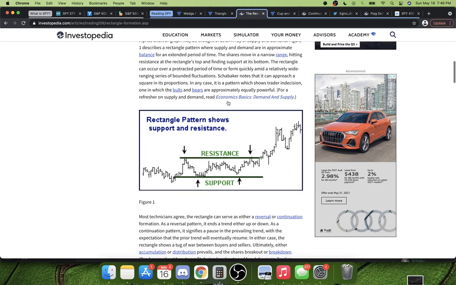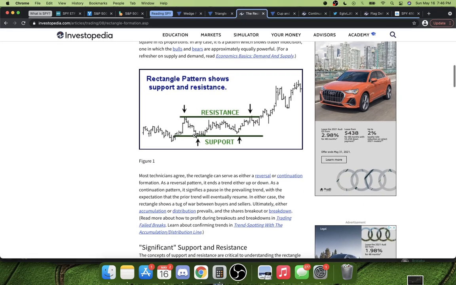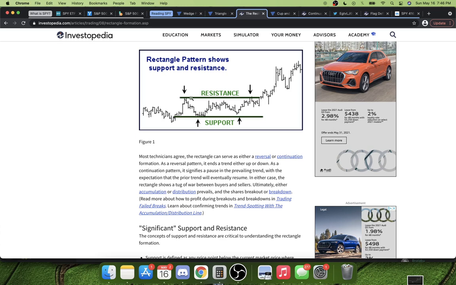Okay. So I just wanted to show you the rectangle pattern because this is really a pattern that's showing you support and resistance, but it's also showing you that it will consolidate. And the thing about SPY trading is that you're trading these very near expiration option contracts, and you're heavily affected by theta and volatility. So you don't want to hold a position through consolidation.